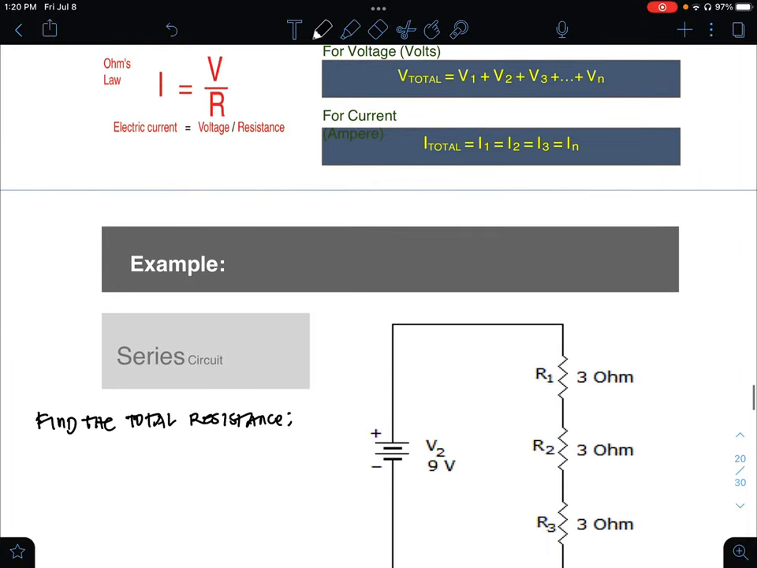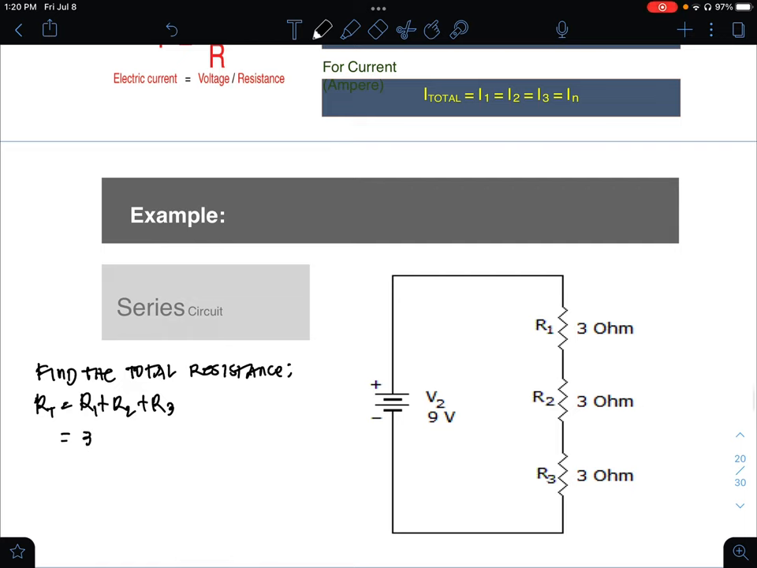So the R equivalent, or the total resistance, is equal to R1 plus R2 plus R3. That is 3 plus 3 plus 3 ohms, with a total of 9 ohms.